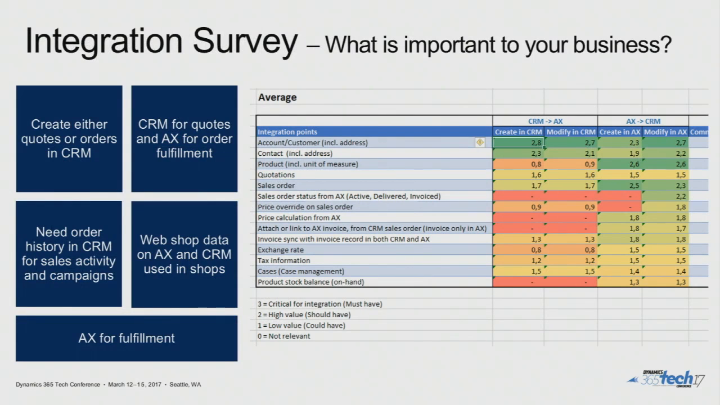So we went out and asked a lot of customers and also some partners, what is important to your business? What kind of integration do you need? And you can see here that this was actually done just before the renaming. So I will be saying CRM. And for those of you who don't know what CRM is, I don't think there is anyone in here, but that would be Microsoft Dynamics 365 for sales. And whenever I say AX, that would be Microsoft Dynamics 365 for operations.